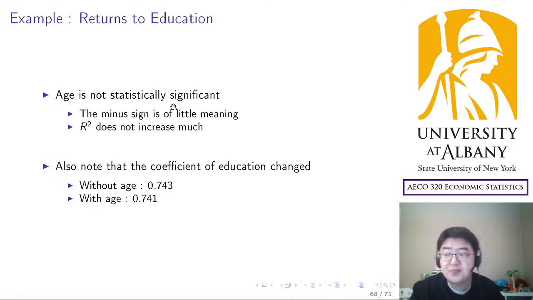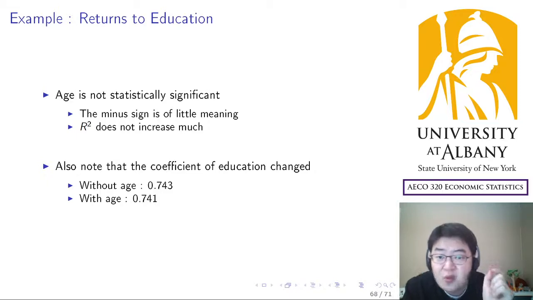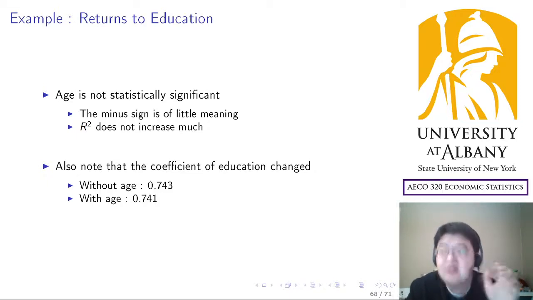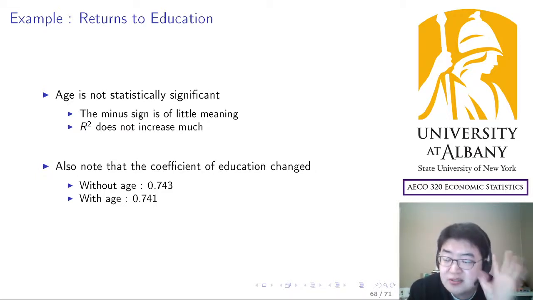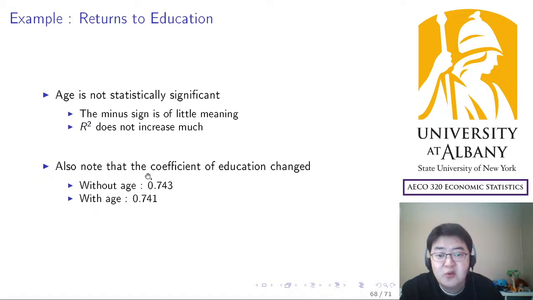So that means adding the variable will cause some changes everywhere in the model, like R square and the other coefficients, but the change will be very small because the impact of age is very small. You cannot distinguish it from zero. For example, the coefficient of education changed from 0.743 to 0.741. Very small change, but still it changed.